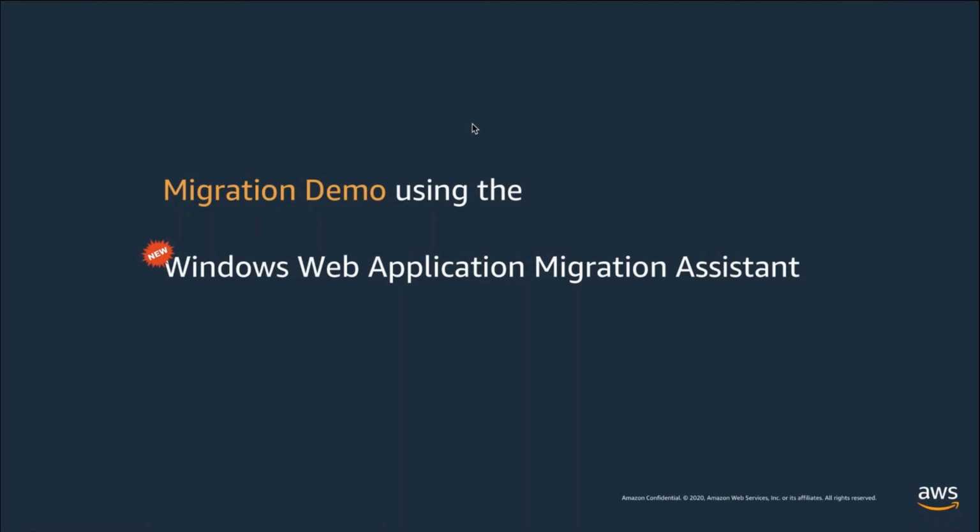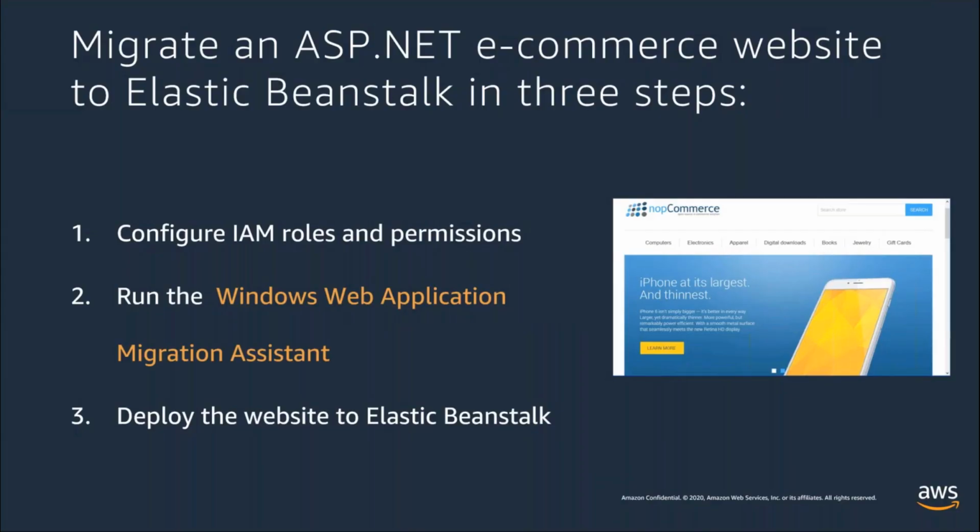Without further ado, let's see a demo of how you can use Windows Web Application Migration Assistant. As an example, we'll see how an ASP.NET e-commerce web application is migrated to AWS Elastic Beanstalk using 3 easy steps: configure IAM roles and permissions, run PowerShell-based Migration Assistant, and deploy the website to Elastic Beanstalk.